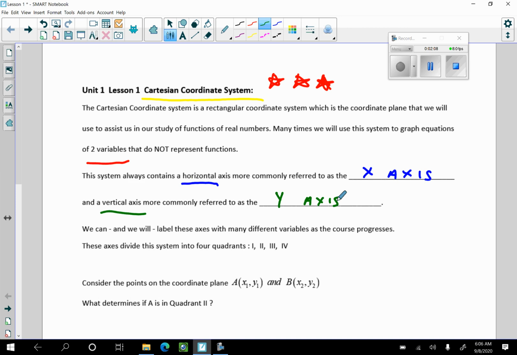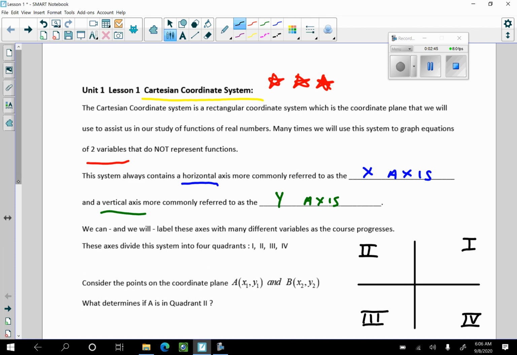These axes are divided into 4 quadrants. We know this, so let's make sure that we review how we label the quadrants. This is going to be quadrant 1. This is going to be quadrant 2, quadrant 3, and quadrant 4. This will be important in our study of trigonometry because, as you notice, the quadrants are labeled counterclockwise.